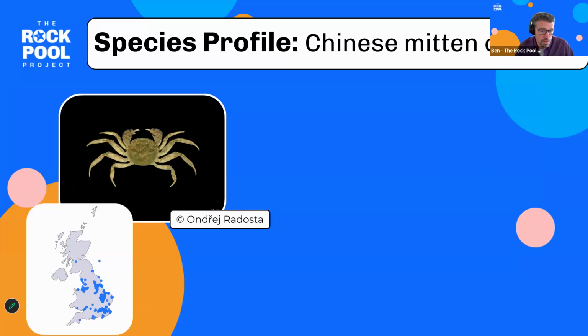And the final species that we'll focus on is the Chinese mitten crab. So this has been found all around the country. It's a very, very estuarine freshwater species, really, and so you don't find it as much at the beaches, but it's not impossible. So we've listed it here.